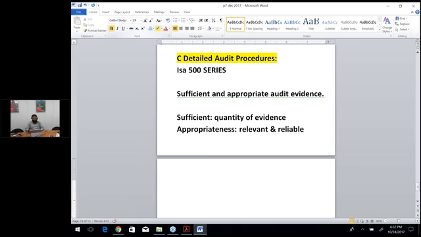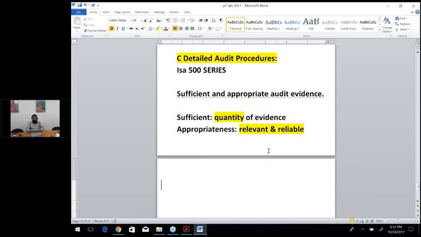Now, the sufficiency of audit evidence is basically the quantity of the evidence, and appropriateness means relevant and reliable. Let's have a quick discussion about all this.